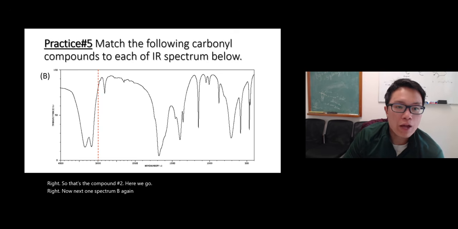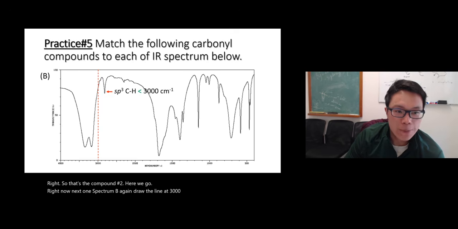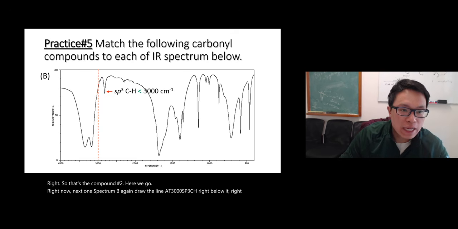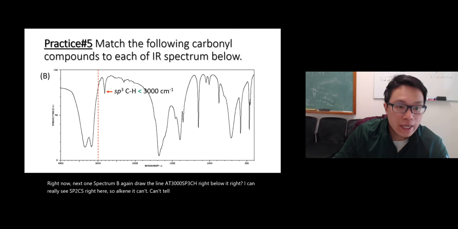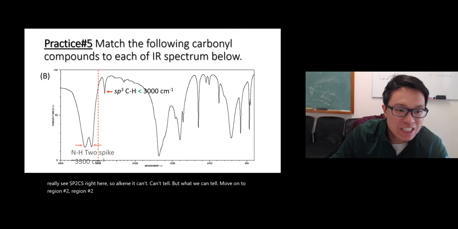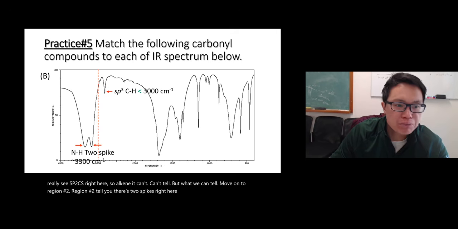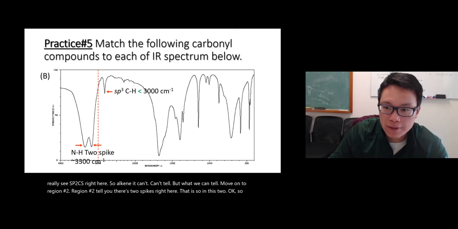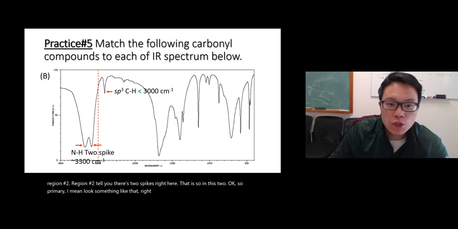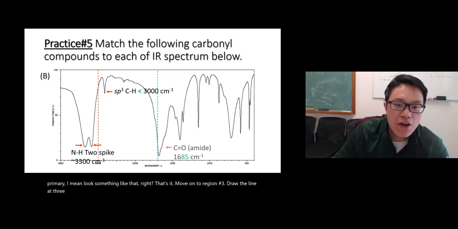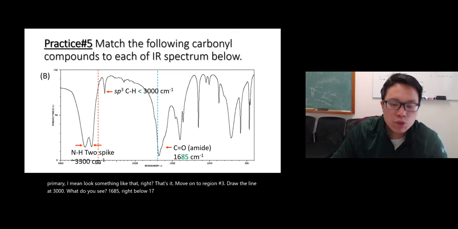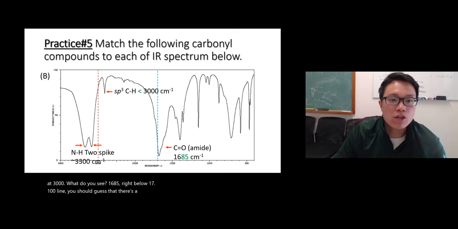Again, draw the line at 3000. sp3 CH right below it. I can't really see sp2 CH right here, so for alkene, can't tell. But what we can tell, move on to region number 2. Region number 2 tells you there are 2 spikes right here. That is NH2. Okay, so primary amine looks something like that. Move on to region number 3. Draw the line at 1700. What do you see? 1685 right below the 1700 line. This is compound 1.